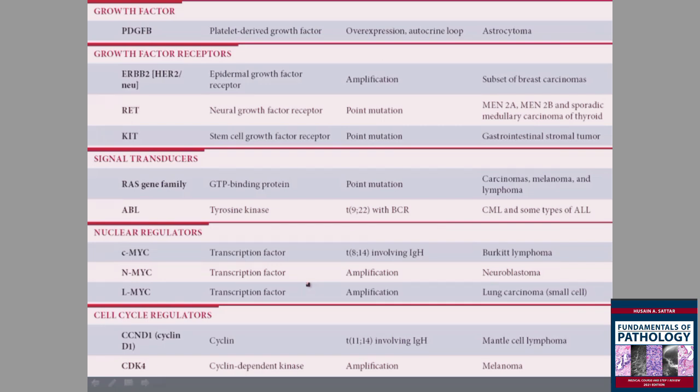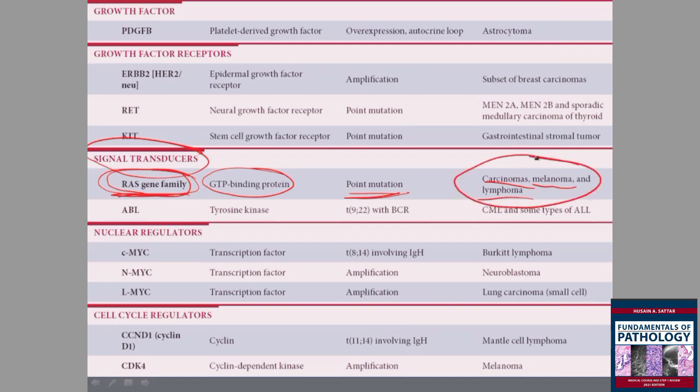Okay, so that's RAS, and let's see what we say here in the book. The RAS family is a GTP binding protein, okay, and a mutation within RAS, in particular within the GTPase activating protein present within RAS, can result in multiple human cancers.